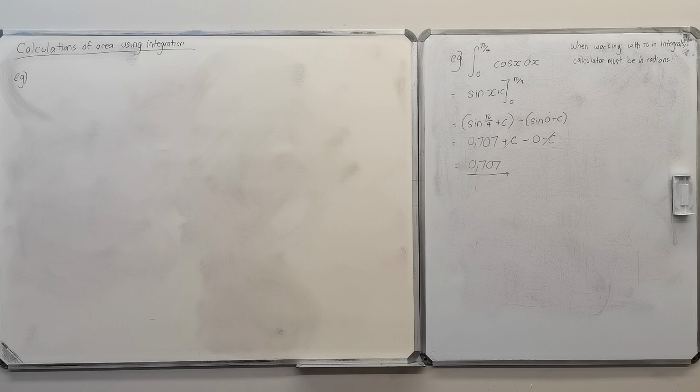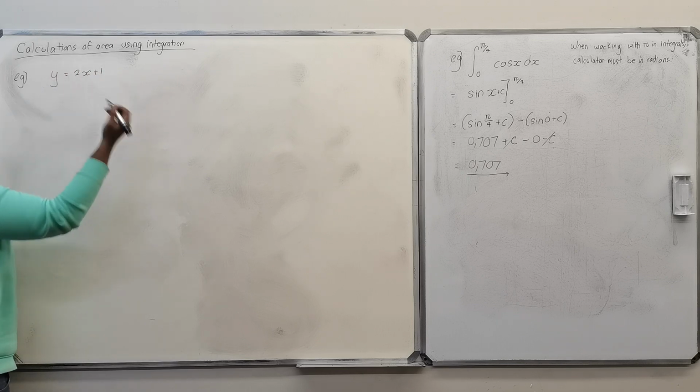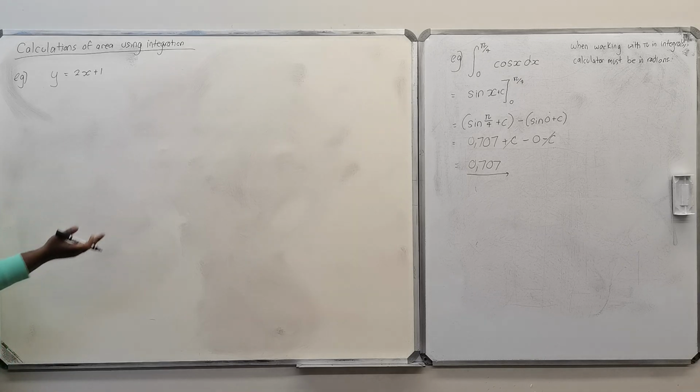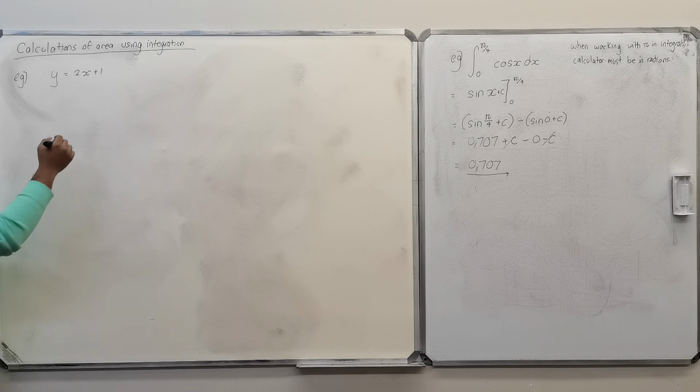The first thing you need to do is sketch the graph first. Okay, so they're giving you y equals 2x plus 1. Looking at this, what type of graph is it? Straight line graph. Now you also need to remember your graph formulas and how you would draw it. All that comes into play, right?